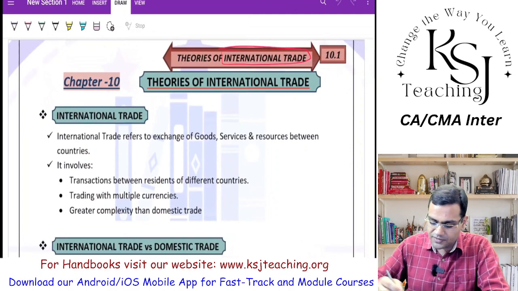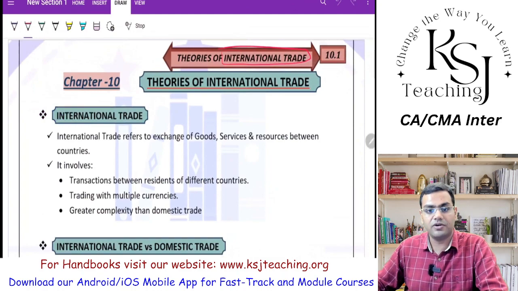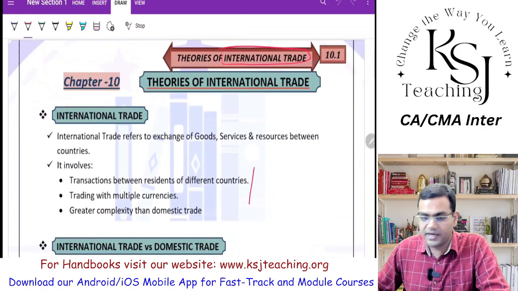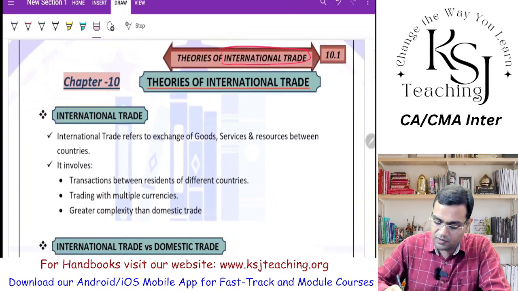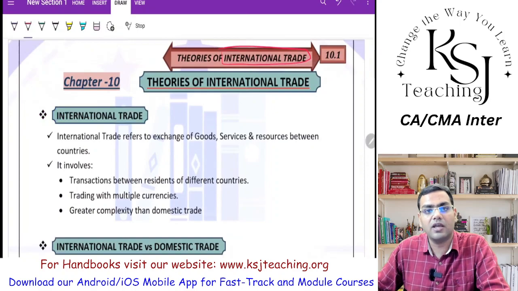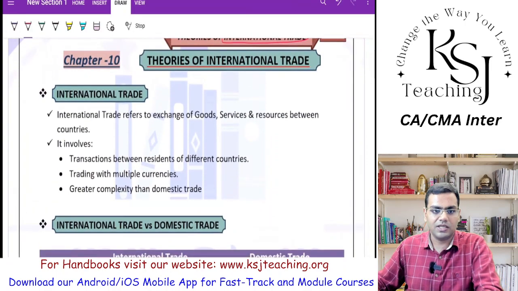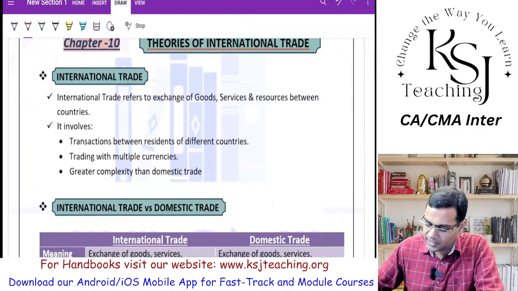Okay, so in this first part, we will try to understand what international trade is, and what is international trade versus domestic trade. This is what we have to study. Then we will study the arguments in favor of international trade and the arguments against international trade. All these things we are going to study in this particular lecture, right? After that, we'll move on to the theories of international trade. So first, what is international trade?